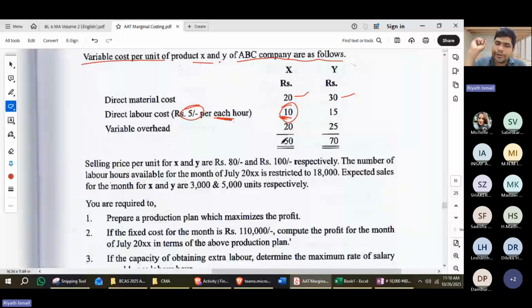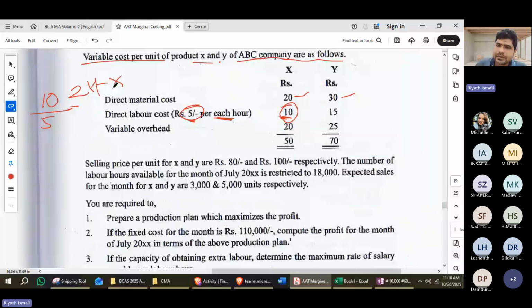To produce 1 unit of X, how many hours does it require? Labor, 2 hours. The labor cost is 10 rupees, at 5 per hour. So X requires 2 hours.